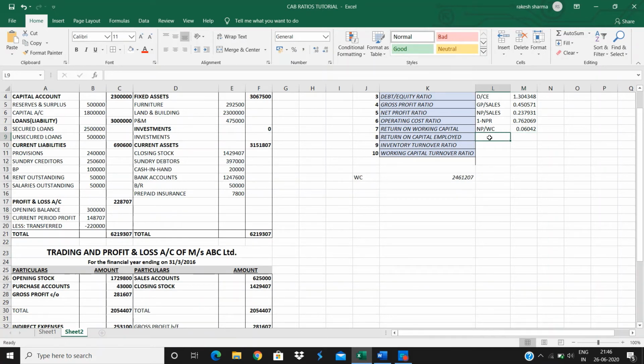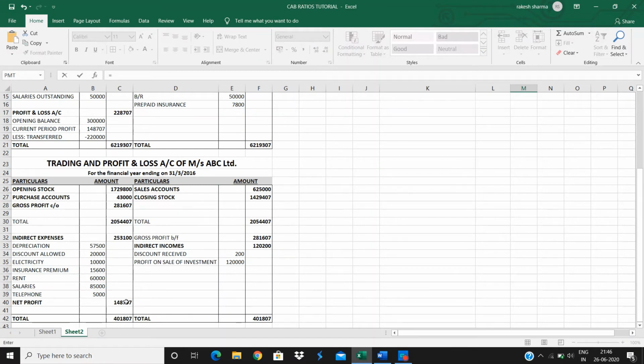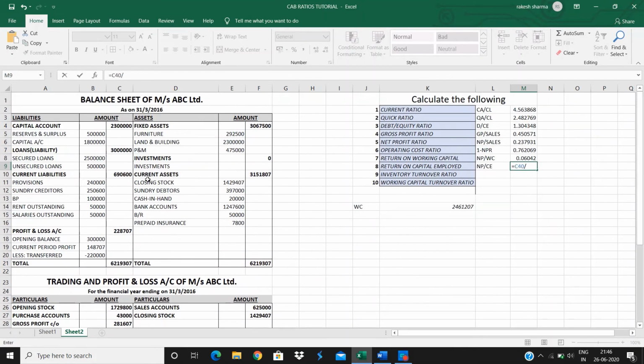Now return on capital employed. Return on capital employed is net profit divided by capital employed. So again we'll go to net profit divided by capital employed and enter.